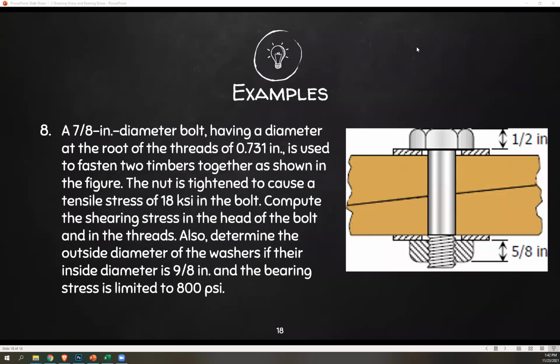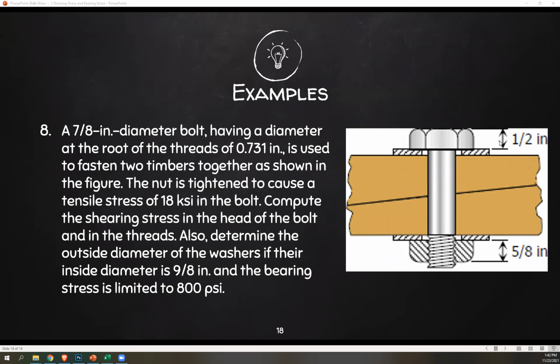For number 8, a 7/8 inch diameter bolt having a diameter at the root of the threads of 0.731 inch is used to fasten two timbers together as shown in the figure. So these are your two timbers. This is the head, this is the thread, and this part is the bolt. The nut is tightened to cause a tensile stress of 18 psi in the bolt. Compute the shearing stress in the head of the bolt and in the threads.